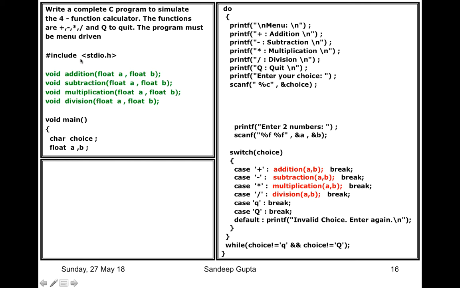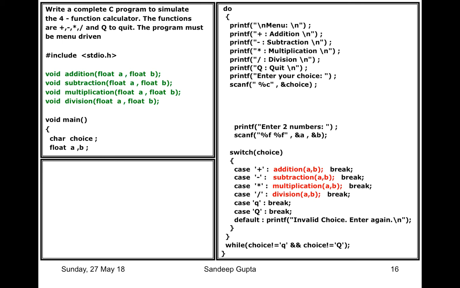So below hash include stdio.h, you see four statements in green color over here. I'm sure you know what these green statements are. They are called function prototypes. So let me explain you only one and the remaining three are similar. So there will be a function called addition which will take two floating point numbers a and b and it will not return anything. That is why the return type is void. Why it will not return anything? That you will automatically understand when you see the function definition, the blue color.